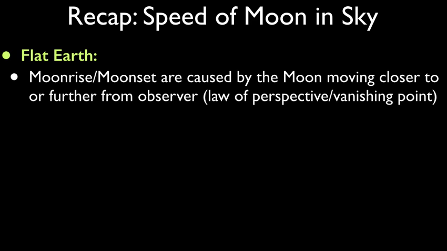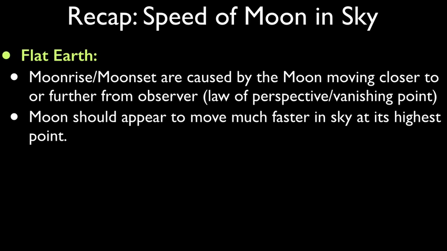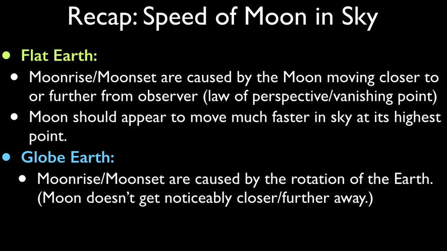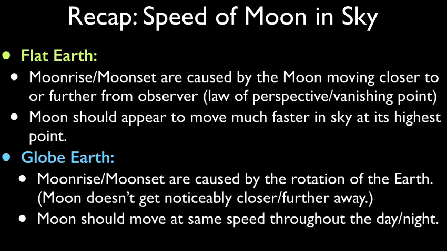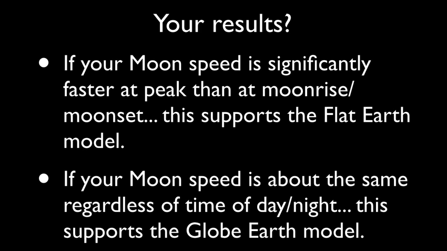To review the two models and how they relate to the speed of the moon in the sky, in the flat Earth model, moonrise and moonset are caused by the moon moving towards or away from the viewer, using the law of perspective and the vanishing point. Although the moon is actually moving at a constant rate, when it is further away at moonrise and moonset, it will appear to move much slower than at its peak. In the globe Earth model, moonrise and moonset are caused by the rotation of the Earth, in comparison to a very distant moon. Thus, the distance shouldn't change. This relatively constant distance means the moon should move at a constant rate in the sky in one day or night. So, how does your data about the moon's speed relate?